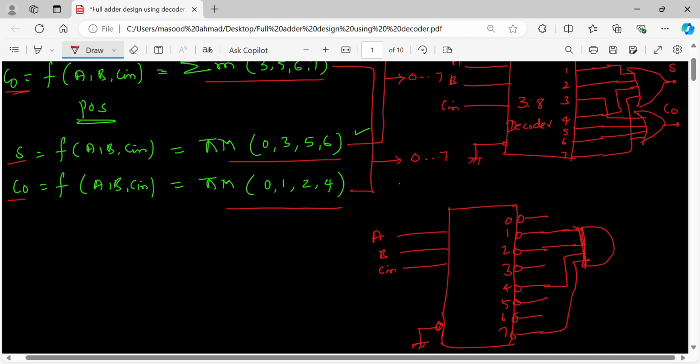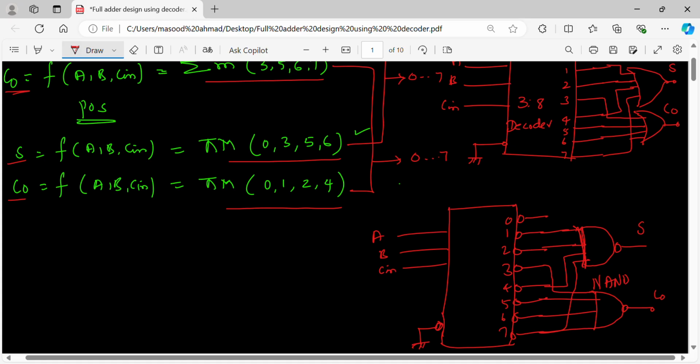So I don't want max terms, I want min terms. So put a bubble here. I have to use a NAND gate. This will give you sum. Similarly, you take 3, you take 6, you take 7. For this use one more NAND gate, then you will get your carry out.